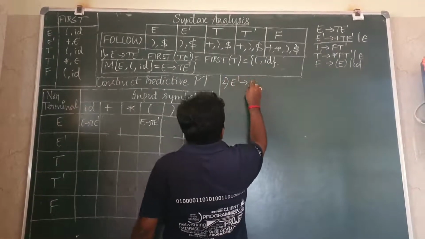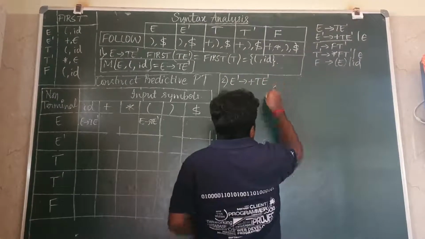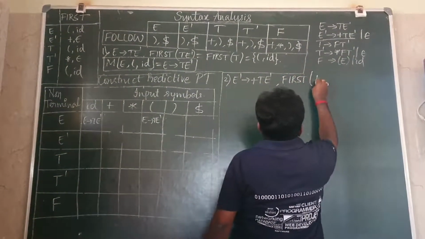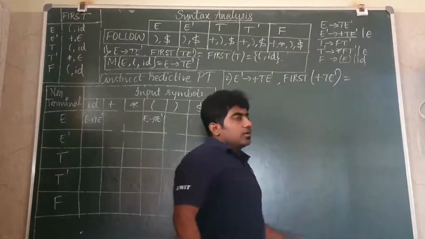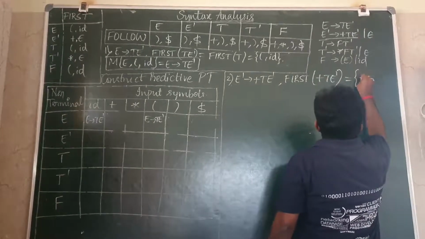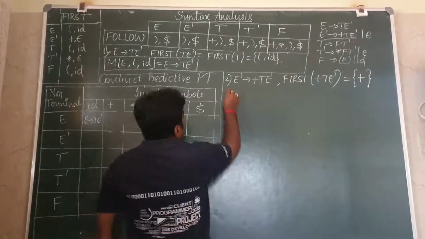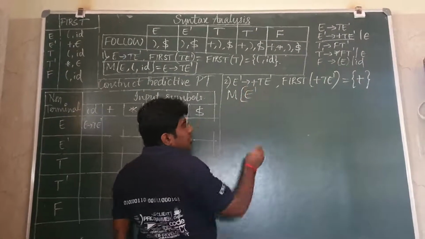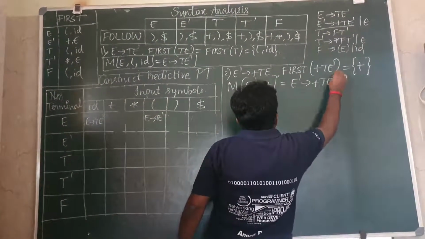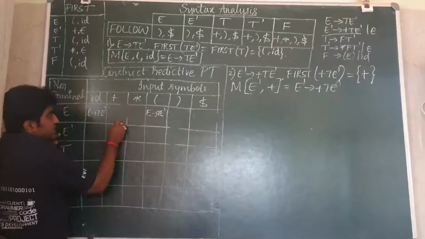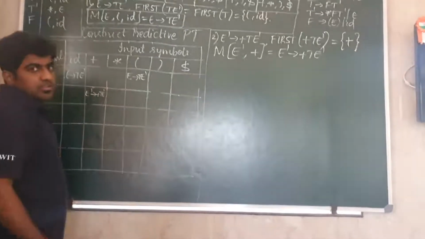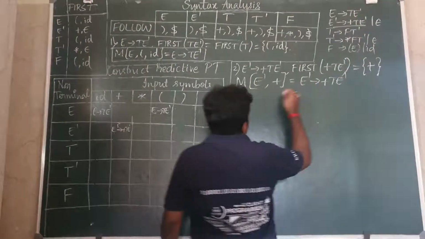Okay, so we take the second production: E dash tends to plus TE dash. Now compare with A tends to alpha. Is alpha epsilon? No. So we have to compute first of alpha. A terminal is present here, so first of plus TE dash is plus. What is the meaning? In the parsing table M, from non-terminal E dash on terminal plus, include the production E dash tends to plus TE dash. Correct? Next, each and every production you have to take separately.